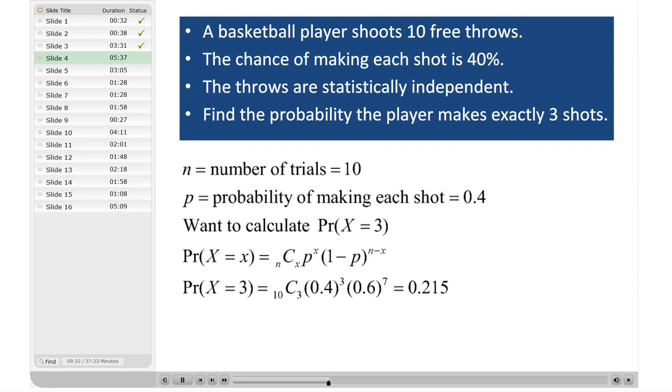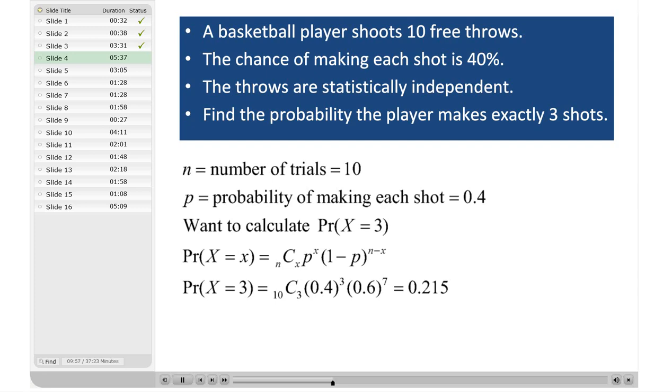Another thing that remains is to discuss what it means for the throws to be statistically independent. That just means that the outcome on one throw doesn't have any bearing on the outcome of any other throw. For example, if this player makes the first free throw, that doesn't give them a confidence boost that gives them a better chance of making the second free throw or the third free throw.